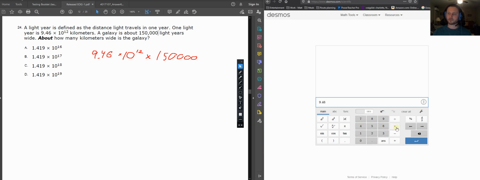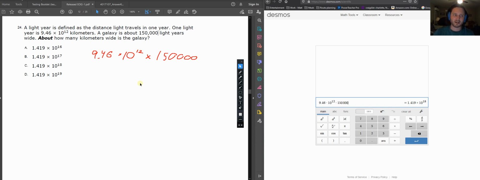9.46, so far so good, times 10 raised to the 12th power, okay, so far so good, times 150,000. So, lo and behold, the Desmos calculator can actually use scientific notation correctly.